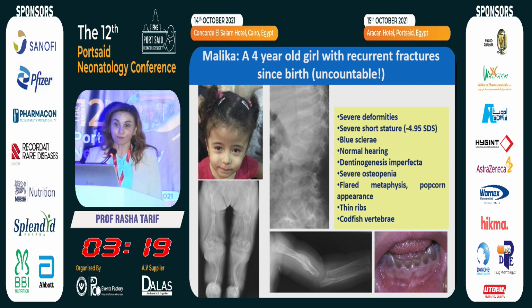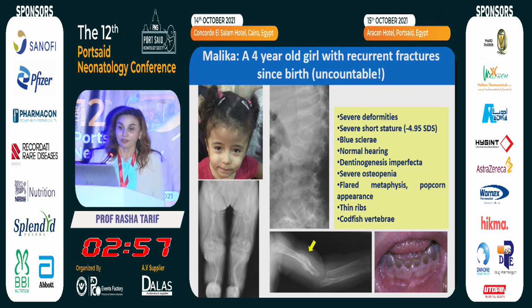And this is Malika, a 4-year-old girl with recurrent fractures since birth. When I asked the mother how frequently she experienced fractures, she said, I couldn't count the fractures. It's part of her life. As you see, she's got severe deformities. She's very short, with blue sclera. The teeth are spoiled, dentinogenesis, osteopenia.